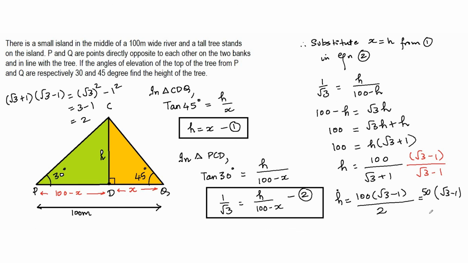Now I can substitute root 3 as 1.732. So this now becomes 50 times 1.732 minus 1, which is 50 times 0.732, which is 5 times 7.32, and that is going to be 36.6 meters. Therefore, the height of the tree is 36.6 meters. This is how I use trigonometry to calculate the height of this tree. Pausing for a minute while you take a look at all the components of this problem: the word problem, the diagram, as well as the working.